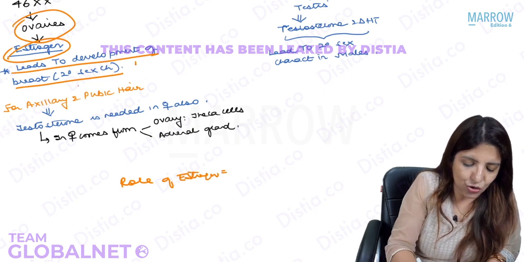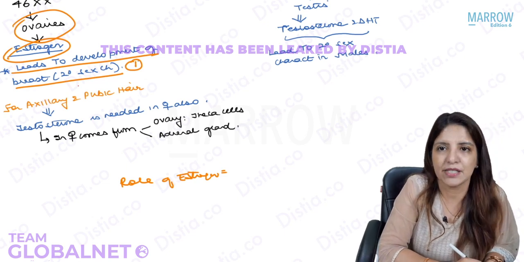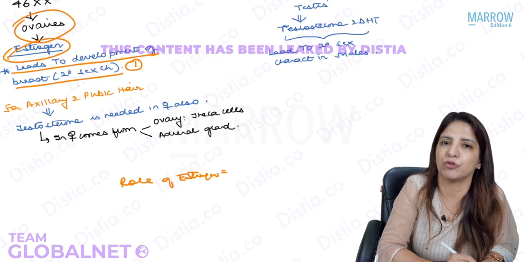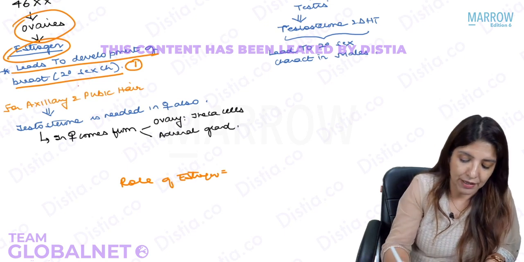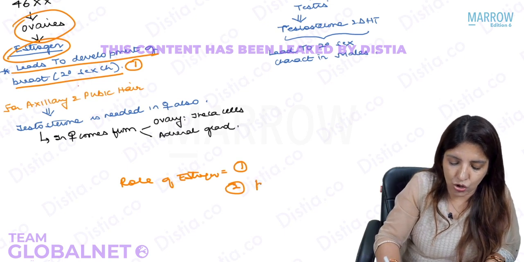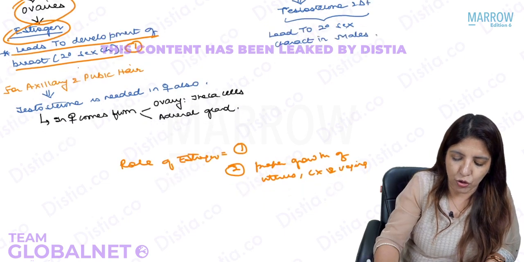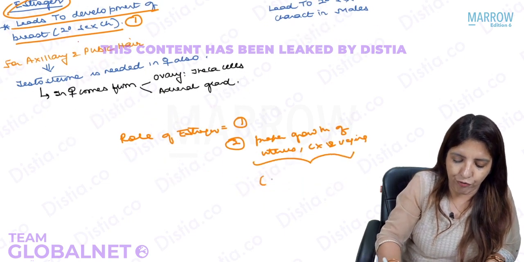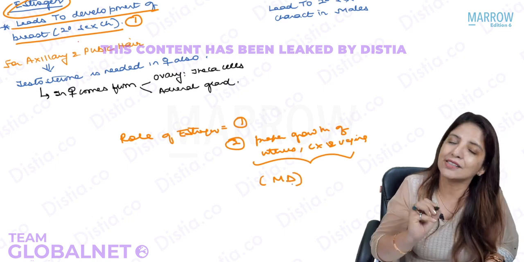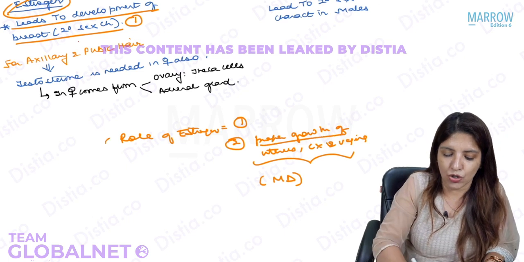Number one role of estrogen, it leads to the development of breast in females. And this happens at puberty because ovaries are going to produce estrogen at puberty. Right? That is number one. Number two, estrogen is the one which leads to proper growth of uterus, cervix and vagina. Right? So uterus, cervix and vagina, they are formed from Mullerian duct. That is there. But their proper growth is going to happen because of estrogen.